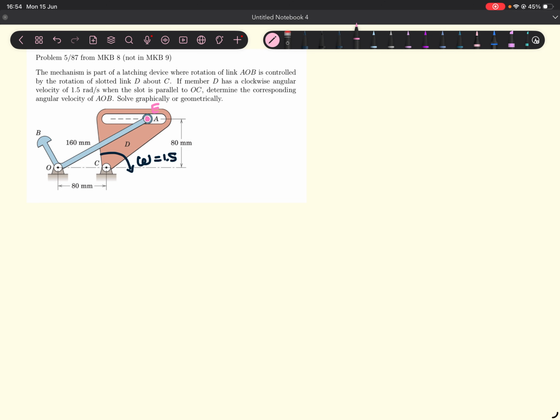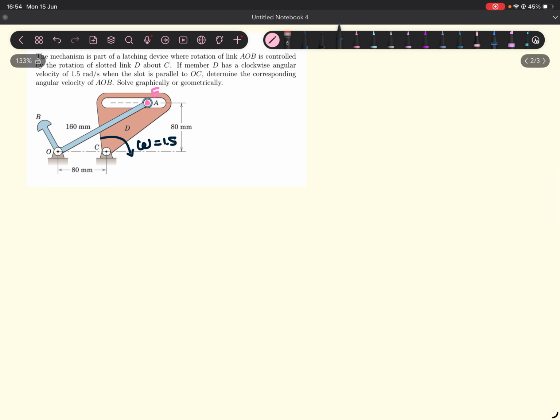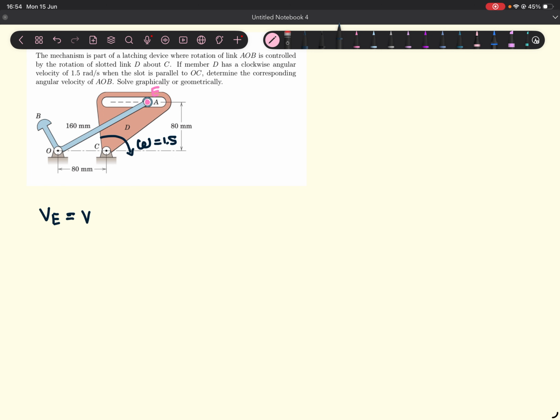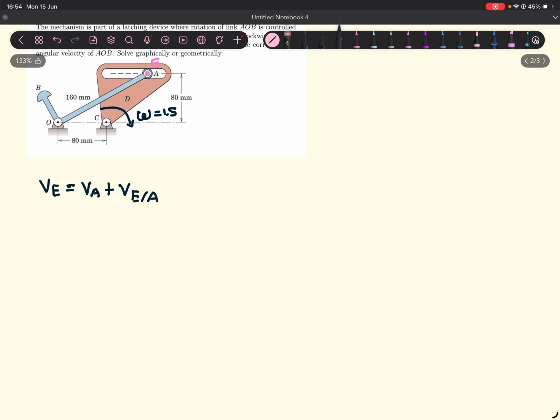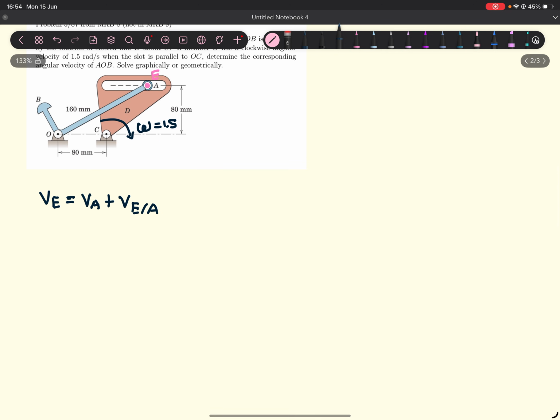AOB, right? So the first thing that I'm going to do is I'm going to write the relative velocity equation that will help relate the velocities of those 2 points. So I'm going to say VE is equal to VA plus VE relative to A. Now you could have done it the other way, said VA is equal to VE plus VA relative to E. It's up to you. But yeah, we're just going to do it like this for now.